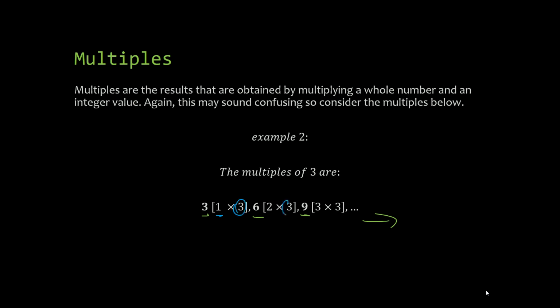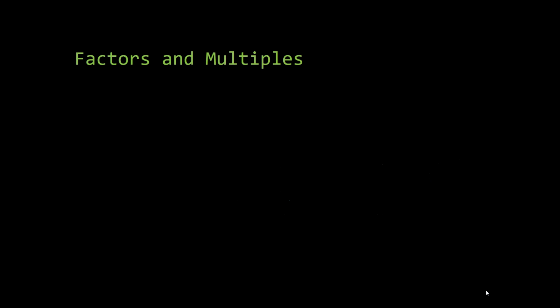Notice that the same 3 exists in each one of these, but the only difference is between the multiples that are increasing by 1. Remember our whole numbers. Our whole numbers go 0, 1, 2, 3, 4, 5, and so on and so on. Alright? So from the previous definitions, we can see that there is a difference between a factor and a multiple.